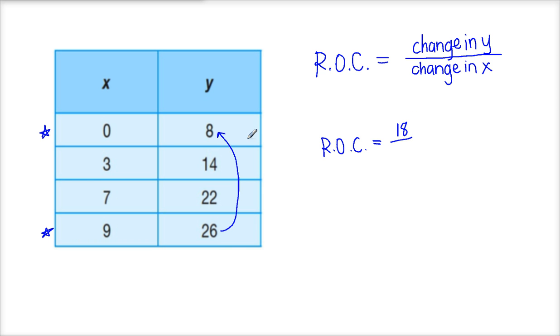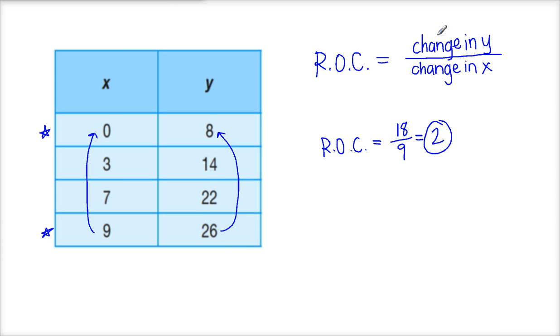So we changed by 18 units from this point to this one in our y value, and our x value changed by 9 minus 0, which is 9. So our x value changed by 9 units. When we simplify this fraction, 18 divided by 9 is just 2. So the rate of change for this table is 2.